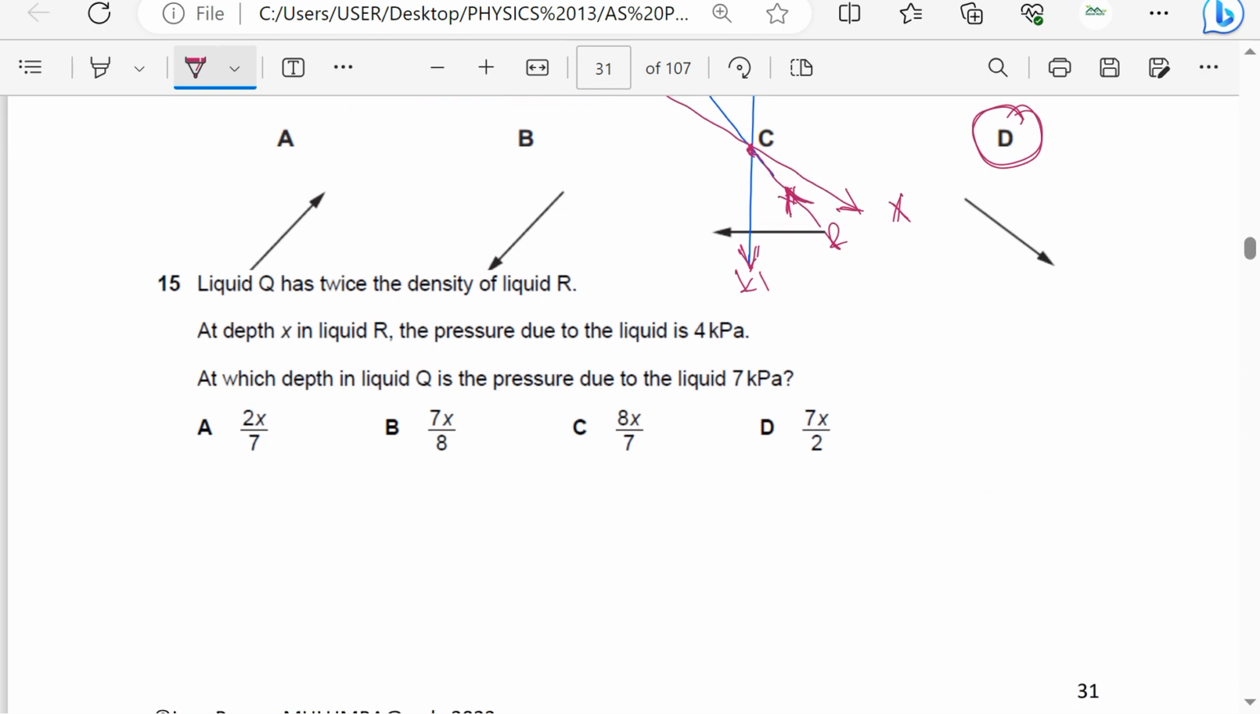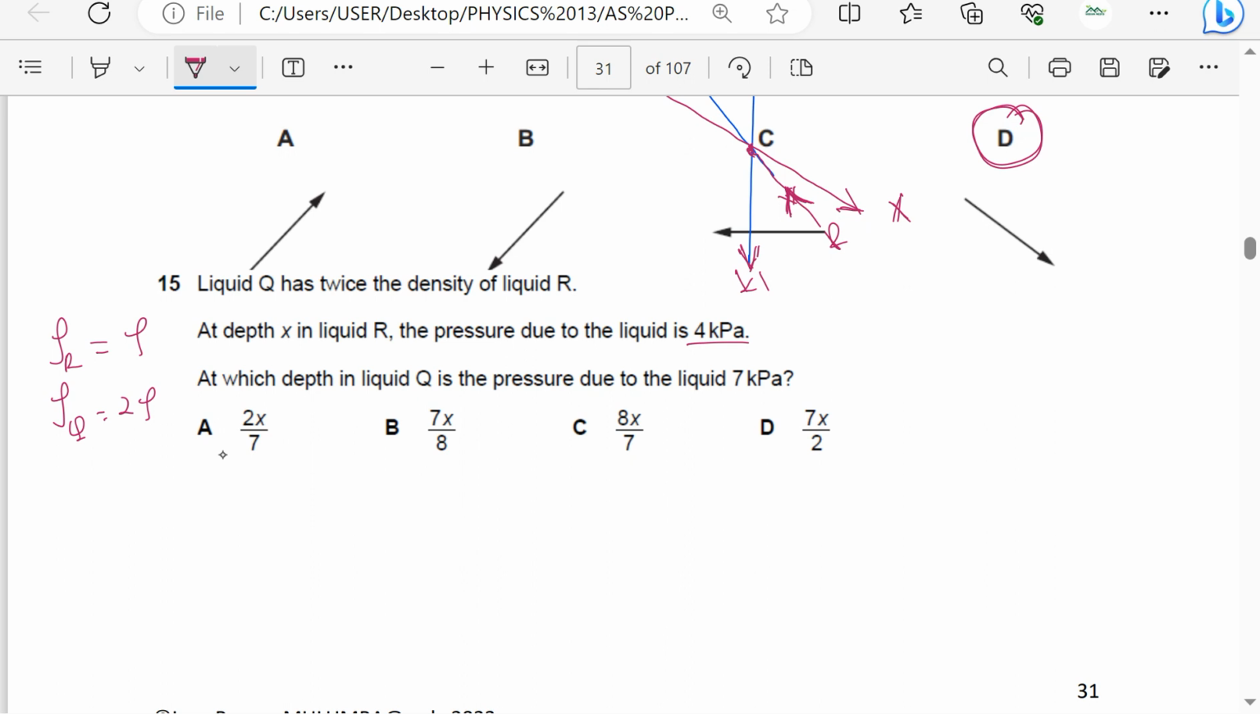Liquid Q has twice the density of liquid R. At depth X in liquid R, the pressure due to the liquid is 4 kilopascals. At which depth in liquid Q is the pressure due to the liquid 7 kilopascals? Okay. So let the density of R be rho. Because I said liquid Q has twice the density of liquid R, the density of liquid Q is going to be twice rho.